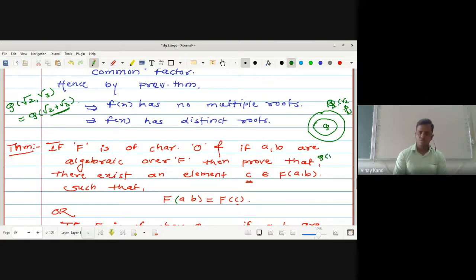Q(root 2, root 3) is the extension of Q. So there exists an element belonging to this field, which element? Root 2 plus root 3 belongs to this field, such that both are equal.